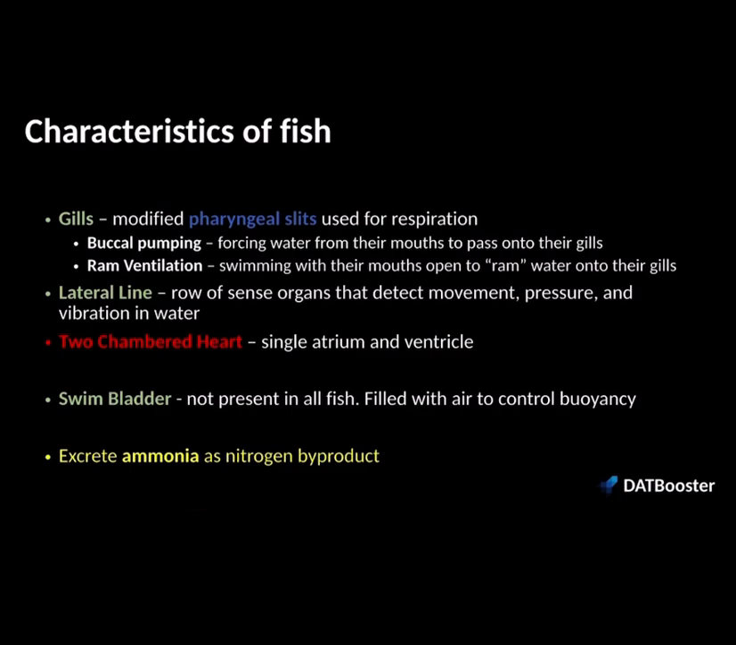All fish have a two-chambered heart with a single atrium and ventricle that both give and receive deoxygenated blood. You might encounter the word swim bladder. Now, swim bladders are not present in all fish, but some fish have it and they fill it with air to control their elevation or buoyancy in the water.